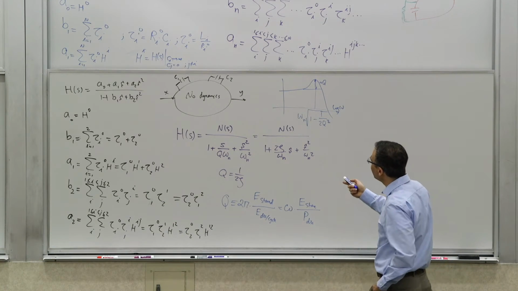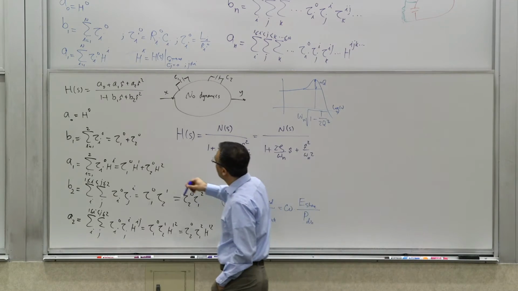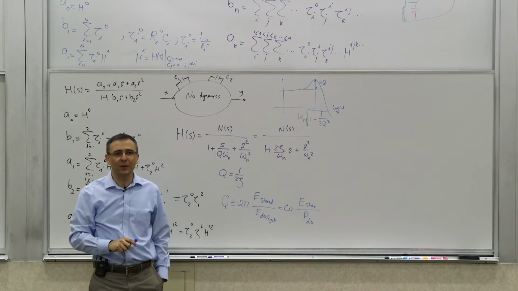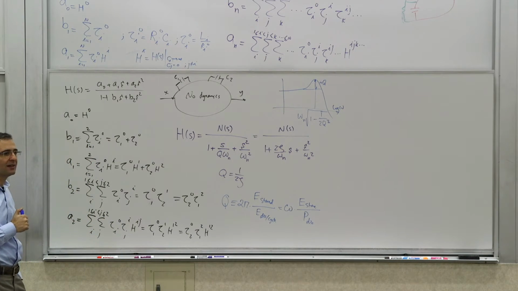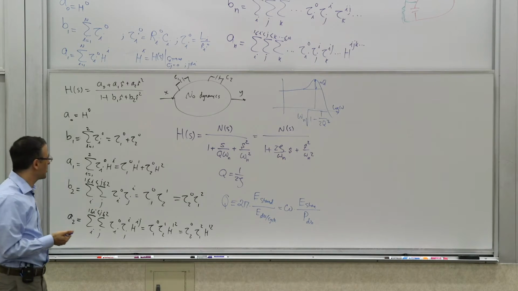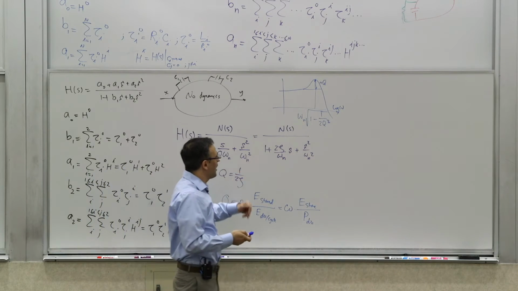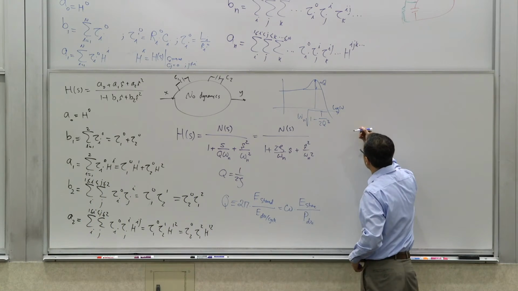But now, if you write it in this form and compare it with this form, is there a way to express Q and omega n in terms of the time constants themselves? We can, right? Because now we can express these things in this form. So let's do it.